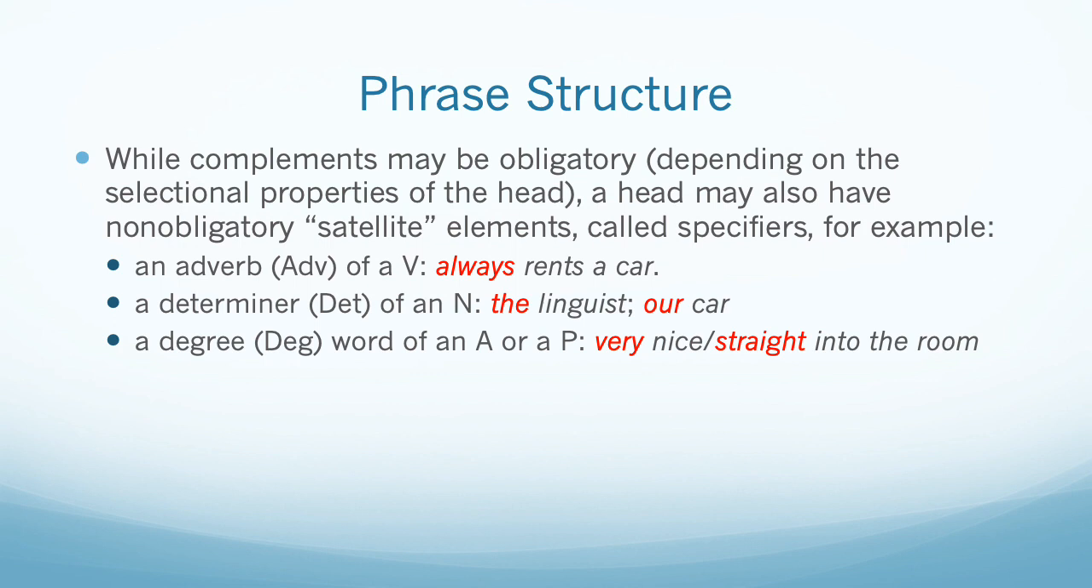So you've probably noticed that sometimes we use determiners and sometimes we don't. So sometimes we'll use the word the or the word a. Sometimes we don't use those, as in plurals, for example, like the linguist shown here uses the determiner the. But if we had multiple linguists, we could say linguists study language, and there I don't use a determiner. So again, this is something that's optional and it is a specifier.